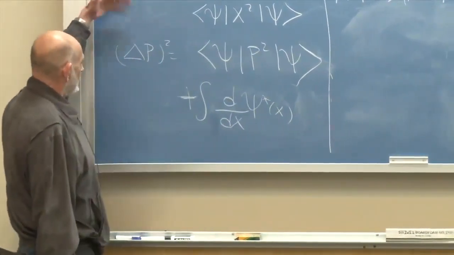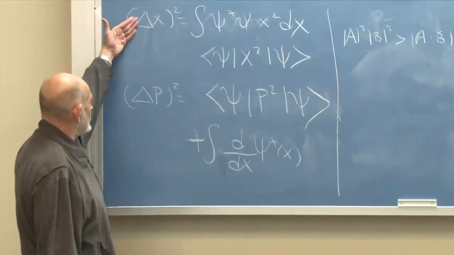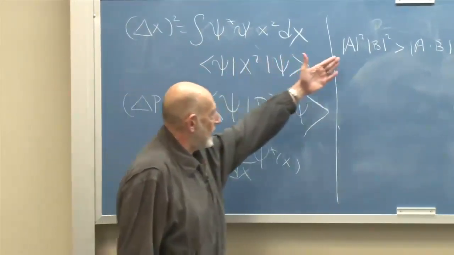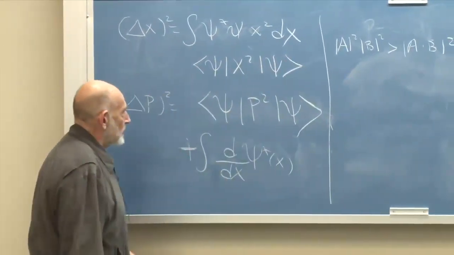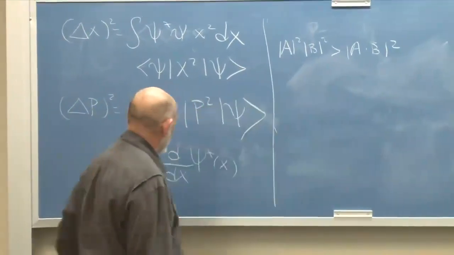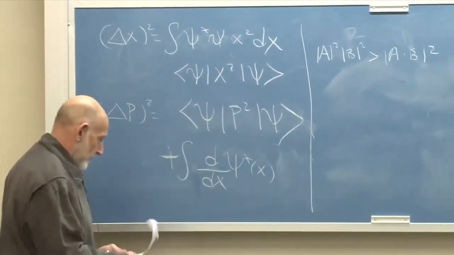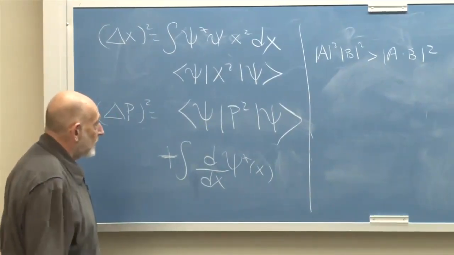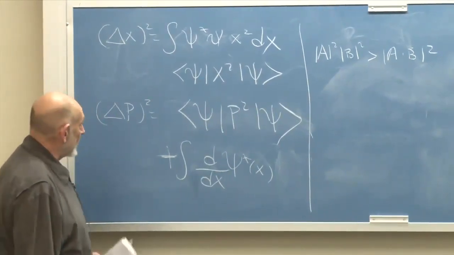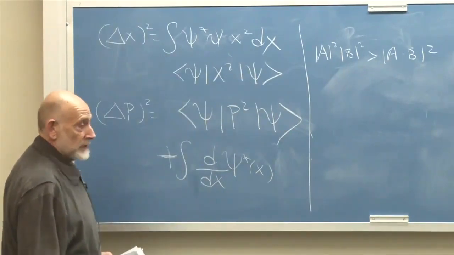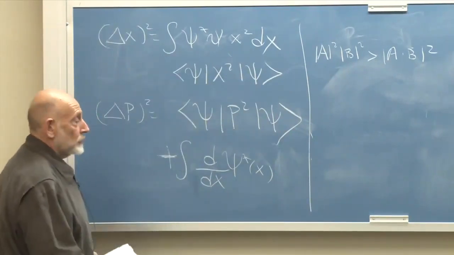Kind of looks promising. We have a delta x squared here, sort of like a squared. We have a delta p squared here, sort of like b squared. And we want to show that it's bigger than something. All right, so the trick is to define the right a's and b's in terms of size and x's and so forth, and then just use the theorem.